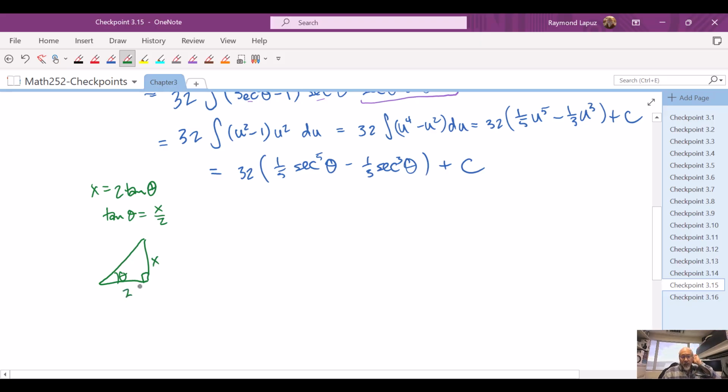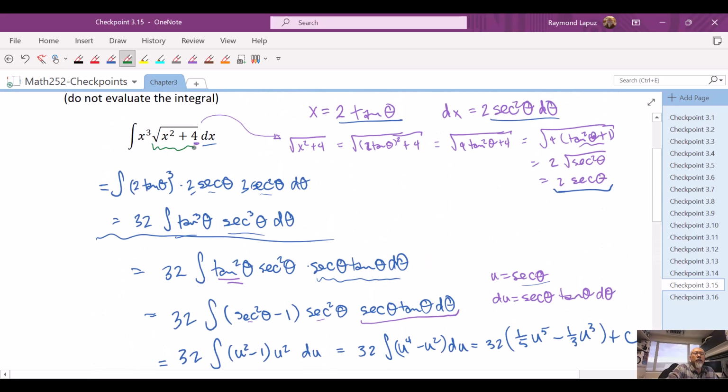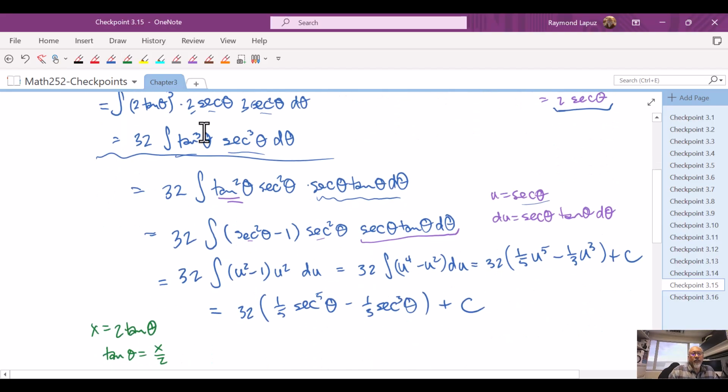So we have x over 2 there, and we can solve for the hypotenuse, and that is going to be the sum of the squares of these things. So it's the square root of x squared plus 4. Again, not a coincidence that that was our original radical that was sitting in our integral in the first place.